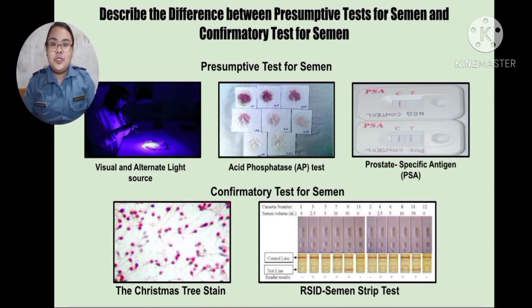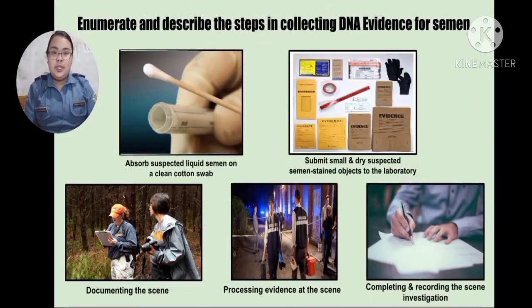So, let's proceed to slide number 4. Slide number 4, enumerate and describe the steps in collecting DNA evidence for semen. First, absorb suspected liquid semen on a clean cotton swab. Kailangan daw po natin i-absorb yung mga suspected liquid semen doon sa clean cotton swab. After daw po nun, kailangan din natin i-air dry yung swab and ipack natin sila sa clean envelope with sealed corners.